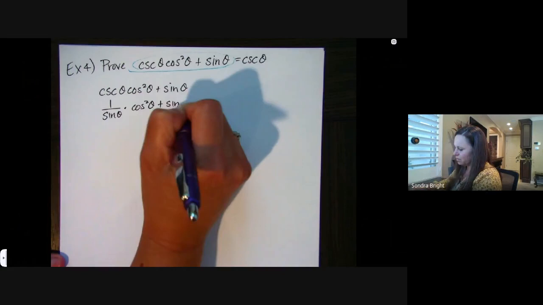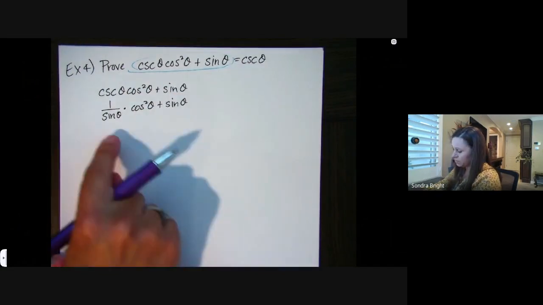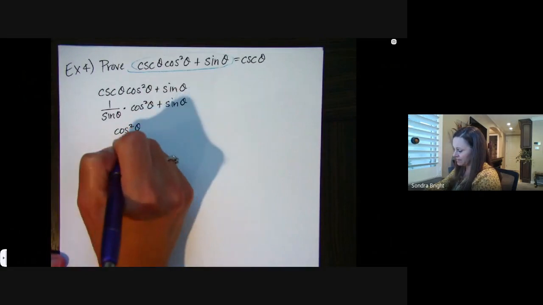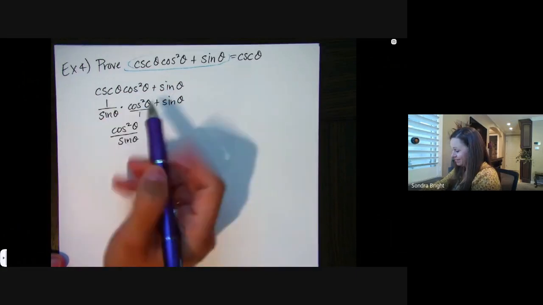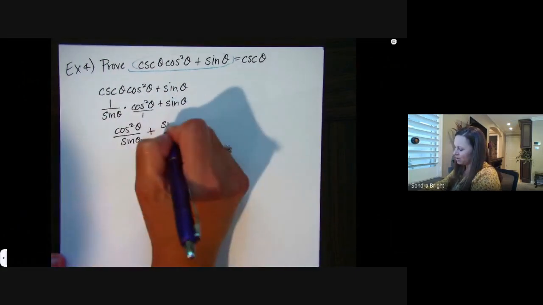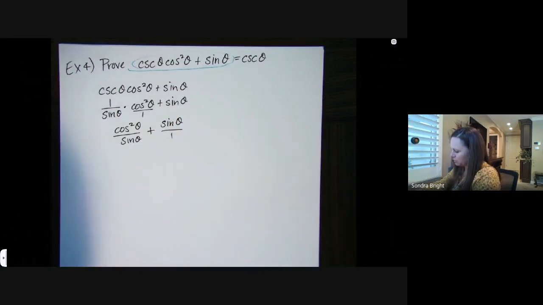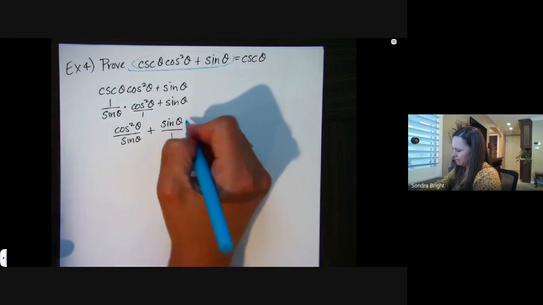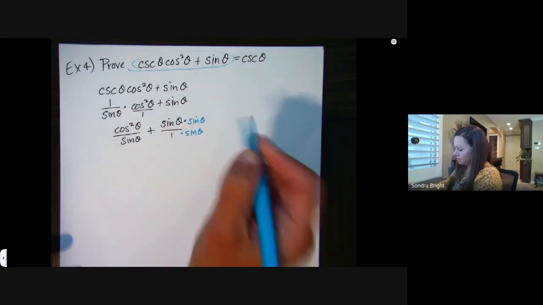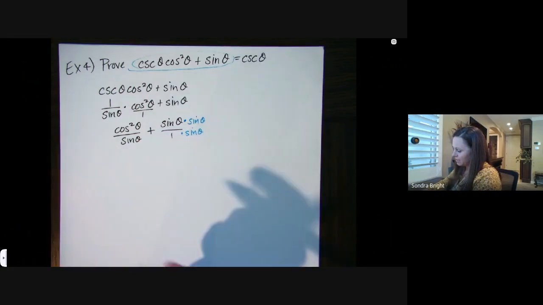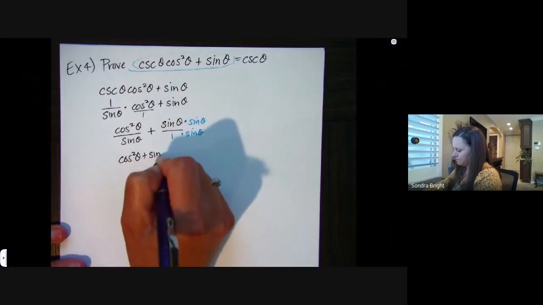All right. Well, that becomes a cosine squared over sine, because this is like over 1, you would multiply these guys. But then you've got plus sine, and that's like a sine over 1. And how you add fractions is you need a common denominator, so I multiply top and bottom by sine. So that you've got up top here a cosine squared plus sine squared all over sine.